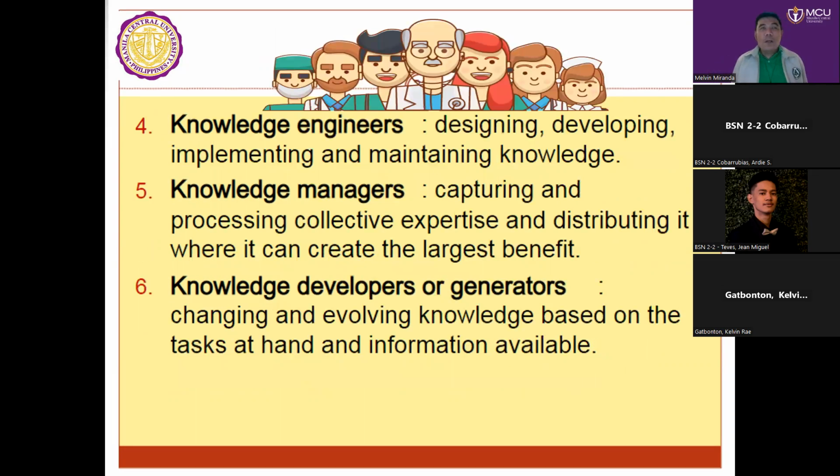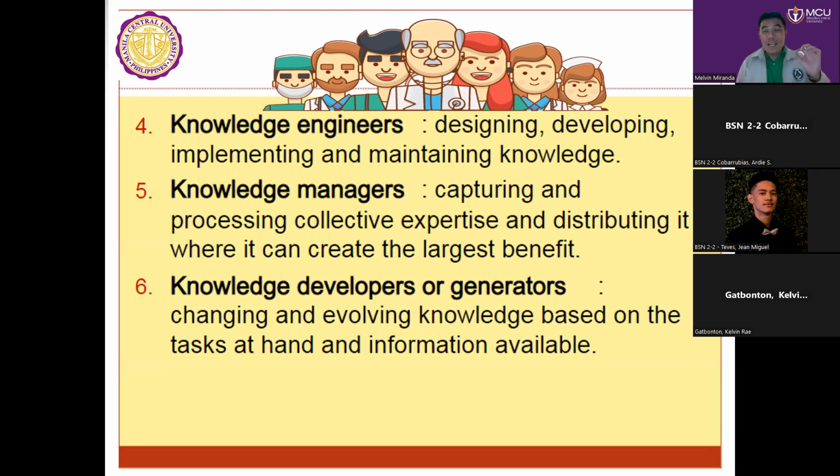Okay, now for the next, nurses as knowledge engineers. If you will consider engineers, one thing that will pop into your mind is design.